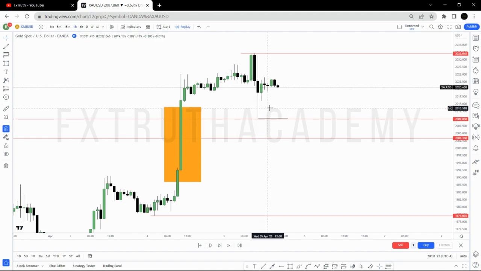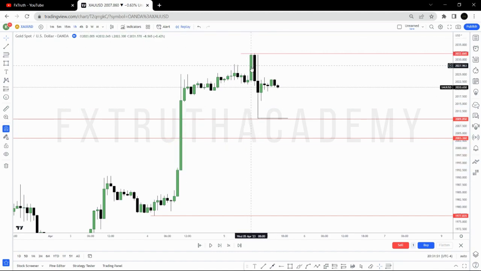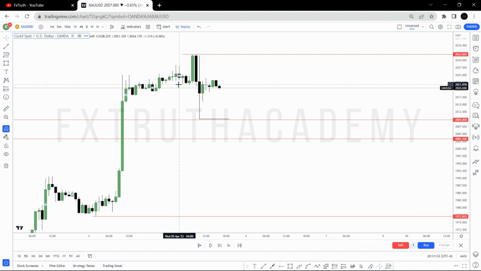So now this day, we don't know what to expect, without the benefit of hindsight. That's why we're using this replay tool to help us think in real time. So in this day we don't know what to expect, but what we know is that we are only focused on the New York Killzone. That's the ICT New York Killzone. That's what we're focused on.